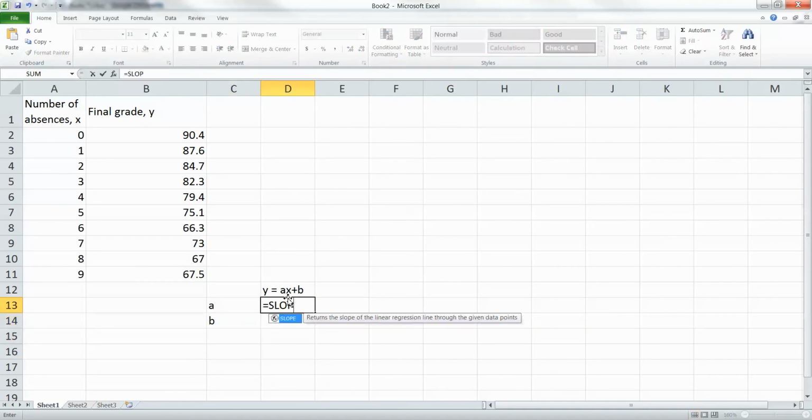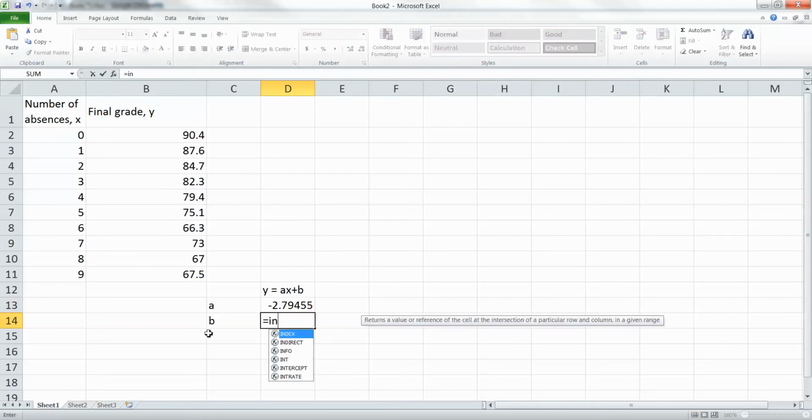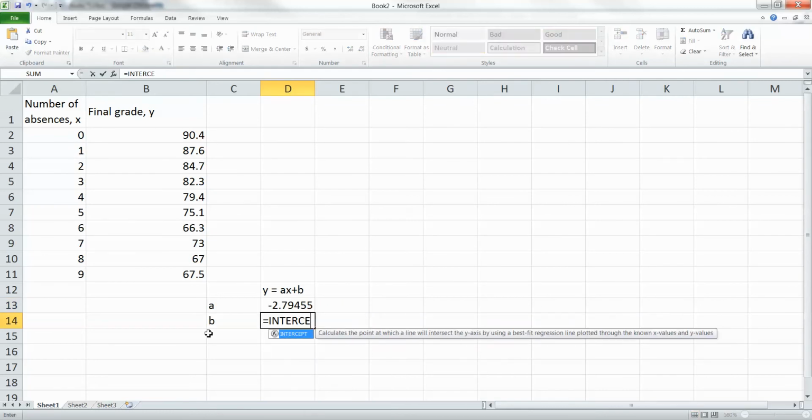So you say slope, there's your function. You say your known, now this is weird, it goes backwards. It wants your y's first and then your x's. So your known y's are that array, B2 comma B11, and your known x's are right over here. Done. And then you want your intercept, and that's the intercept function.